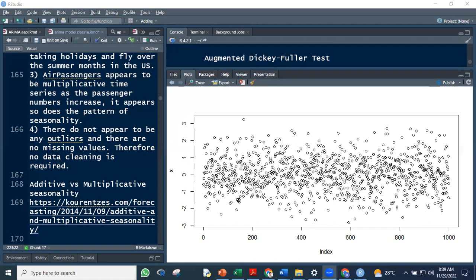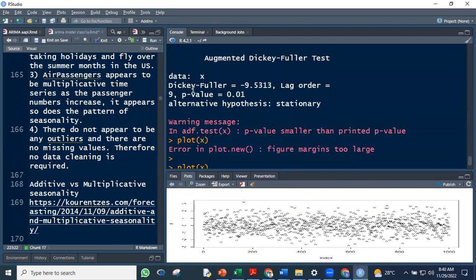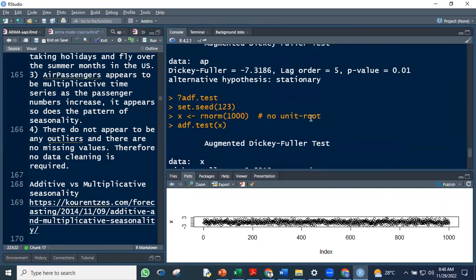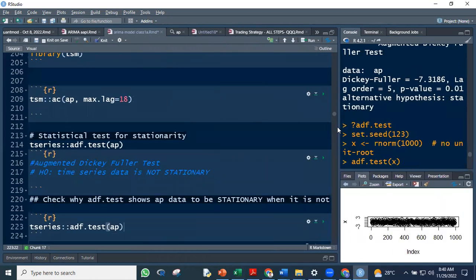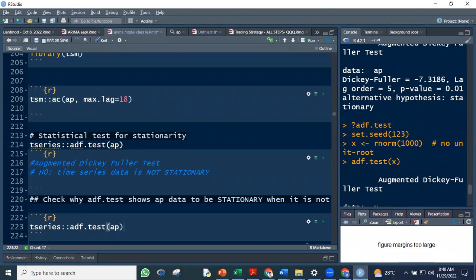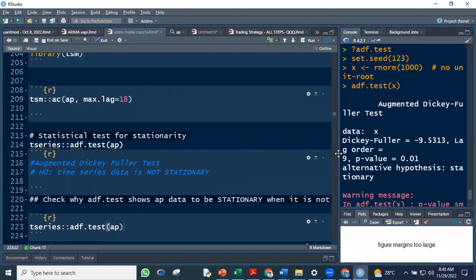All right. Sige. So, yung random numbers na generate natin, ito, rnorm 1,000. We are expecting that this is randomly generated, tapos normally distributed pa siya. So, when we plot it, talagang stationary siya. And the use of the ADF test confirmed na stationary nga yung data natin.